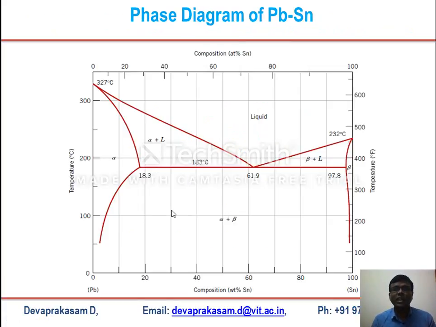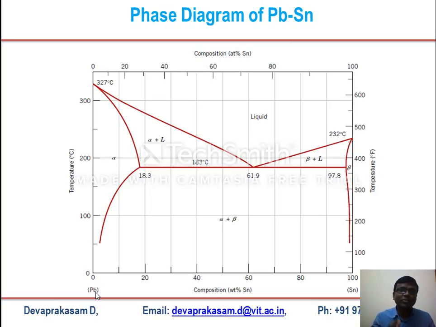This is the phase diagram of lead and tin. Look at this diagram. There is an x-axis which gives the composition, weight percent of tin, at the bottom. The left side is the lead and the right side is the tin. On the left side it is 100% lead, and on the right hand side it is 100% tin.